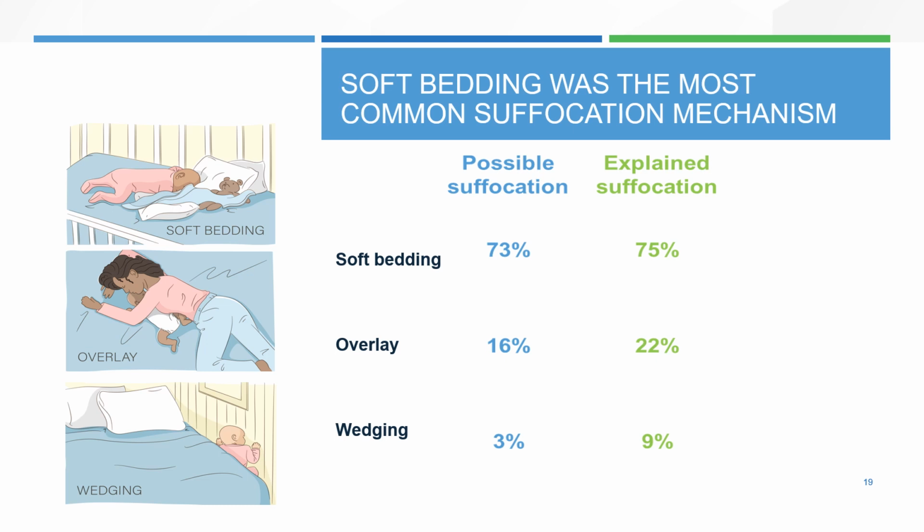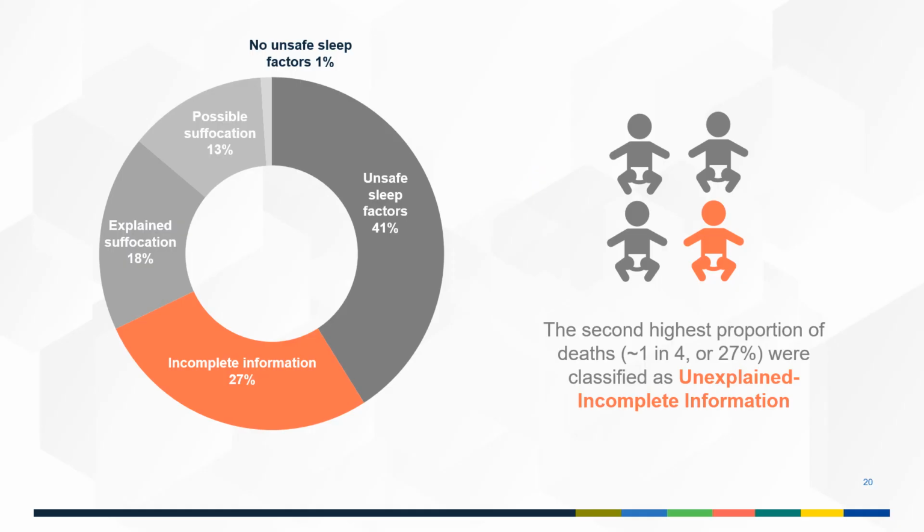Among the explained and possible suffocations, the majority, so about 3/4, were attributed to soft bedding having occluded the infant's airway. The second highest proportion of cases were those 27% that were classified as incomplete information. This group is a combination of 2 algorithm categories. Incomplete case information, which consists of cases where there wasn't enough information documented from the investigation to tell where and how the baby was found. And the second category is those cases that were missing a death investigation and/or an autopsy altogether.